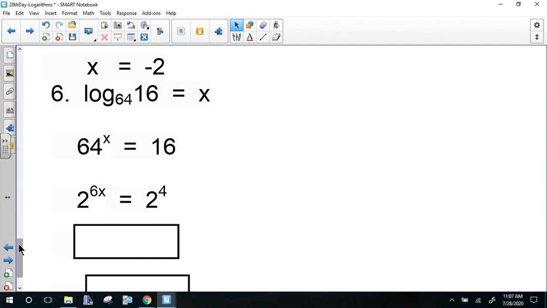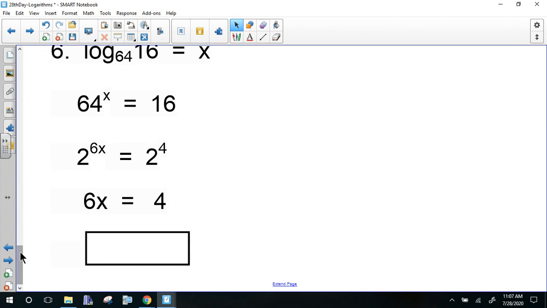I now have them both in a base of 2, so the 2's cancel. And now I have a little algebraic equation I need to solve. I need to divide both sides by 6 and simplify. And I got x equals 2/3.